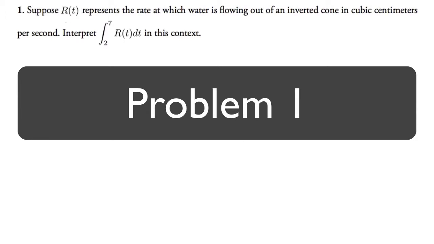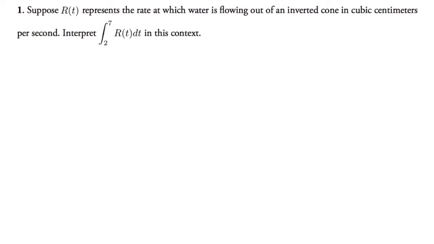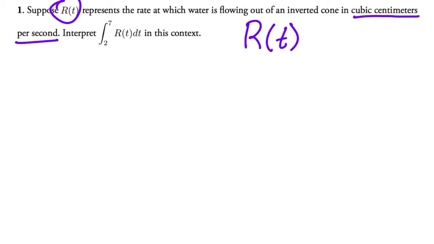Okay, so we have here that the function R of t represents the rate at which the water is flowing out of an inverted cone in cubic centimeters per second. That's really important. So what we're trying to do is interpret the integral from 2 to 7 of capital R of t dt in this context. It's important to write down the units.